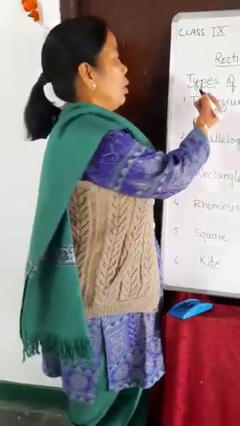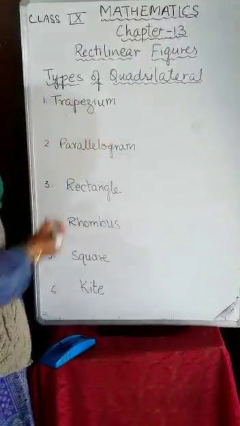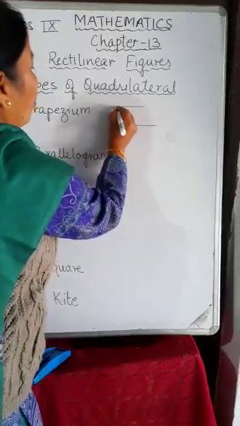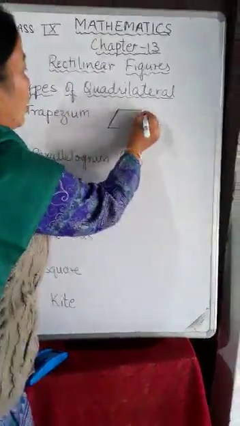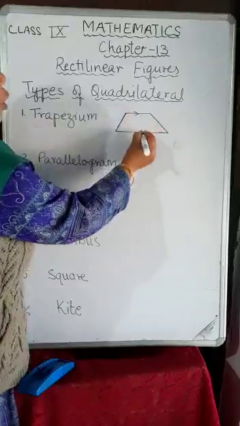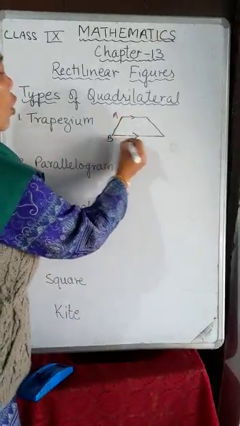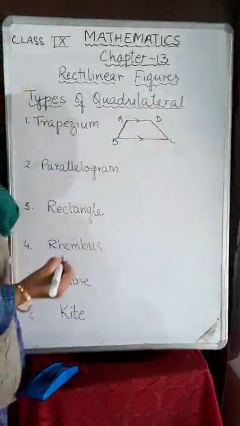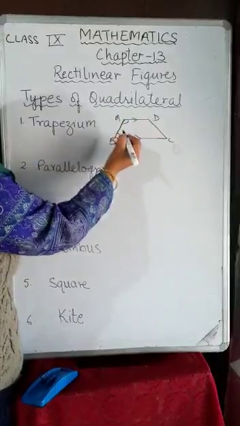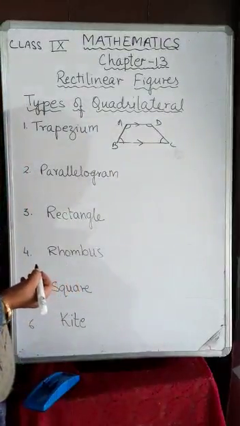Now we'll talk about types of quadrilateral. The very first kind of quadrilateral is trapezium. So what is trapezium? If a four-sided figure has two of its sides parallel to each other and the other two sides non-parallel, here these two sides are parallel to each other, therefore this kind of figure is called trapezium. In the trapezium, this line is parallel to this line, so the sum of angle A and B equals 180 degrees, and angle C and D is also equal to 180 degrees.